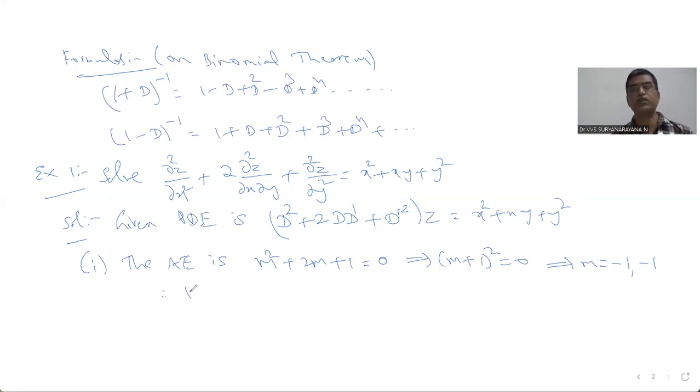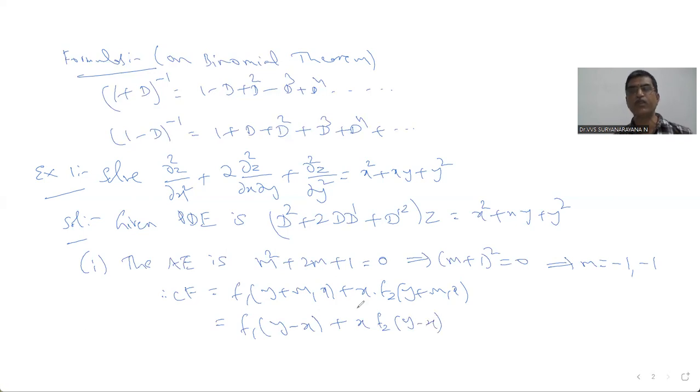So as per the procedure, the complementary function when m1, m2 are same is some function of y plus m1 x, plus x into another function of the same y plus m1 x. Actually, we should get f2 of y plus m2 x, but when m1 and m2 are equal, then in place of m2, we'll write m1 and we'll multiply outside with x. So in this case, both m1 and m2 are minus 1. So f1 of y minus x plus x into f2 of y minus x. This is the complementary function. So the complementary function needs only the LHS operator.